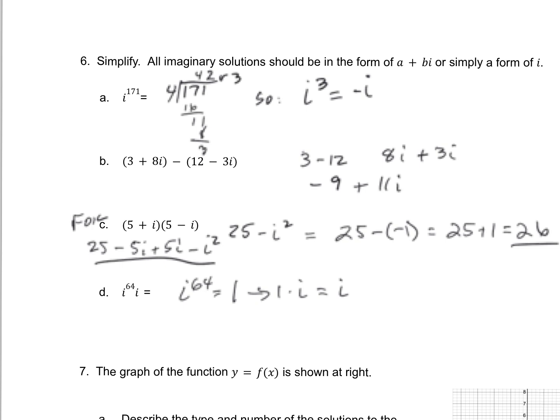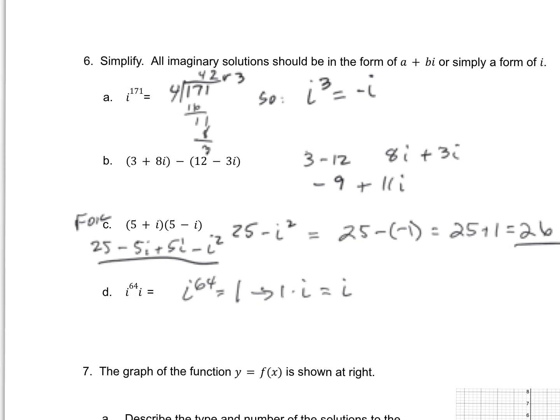Okay, so remember, just as a reminder, we're going to take whatever i is raised to the power, divide it by 4, and whatever our remainder is, that's what it is. So I had 171 divided by 4, left 42 with a remainder of 3 here. And since that is a remainder of 3, that means this is the same thing as negative i, which is equal to i to the 171. From there on out, we're just treating i like an x.